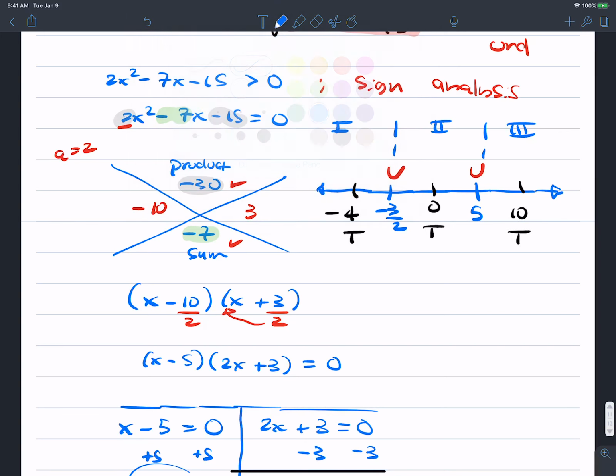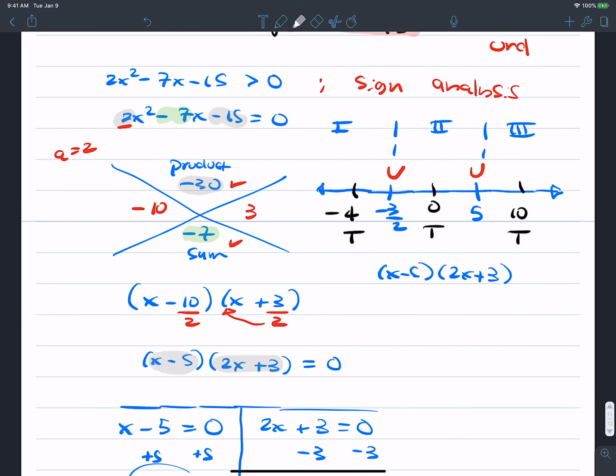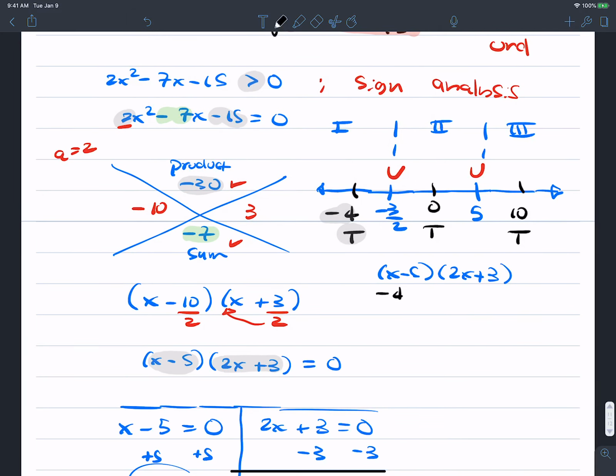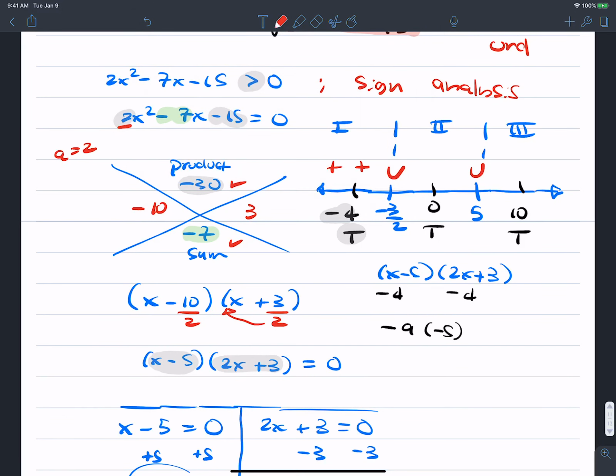Like I've said before, always test the product, the factored form, because that will make everything a lot easier. We're trying to find where this is going to be strictly positive. So we only care where it's positive now. So test negative 4 here, and when you do, you get negative 9 times negative 8 plus 3 is negative 5, and a negative times a negative gives you a nice positive region.